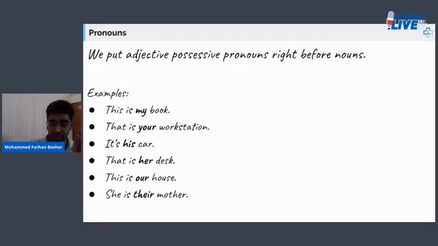Now, in all these examples, in each of these sentences, you can see that the adjective possessive pronoun is put right before the noun, right? This is my book. That is your workstation. It's his car. That is her desk. This is our house. She is their mother. All right? Okay.